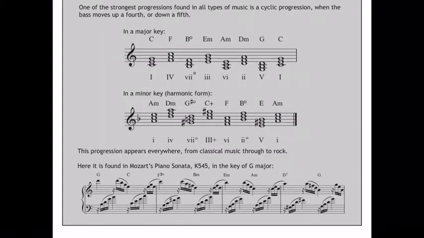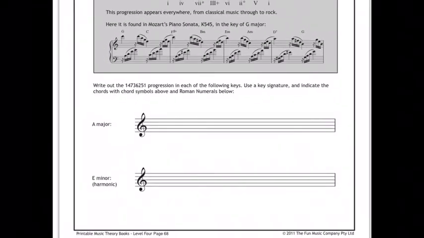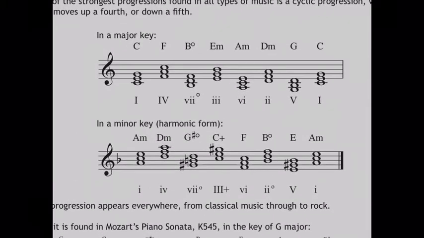Okay, so the rest of this page, guys, is just two examples of practice writing out this progression: 1 4 7 3 6 2 5 1. Ascending fourths or descending fifths, however you want to remember the pattern is fine. Write the progression in each of the following keys. Use a key signature and indicate the chords with chord symbols above and Roman numerals below. Essentially, you are copying this.